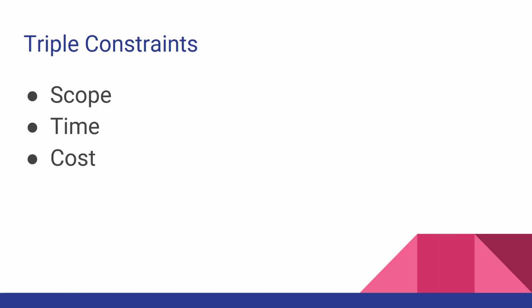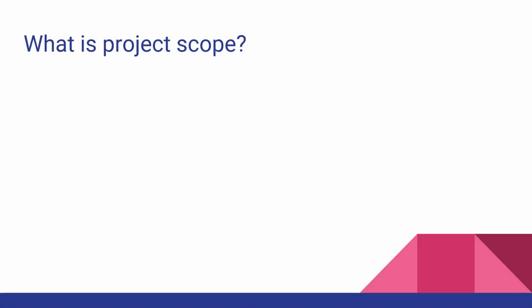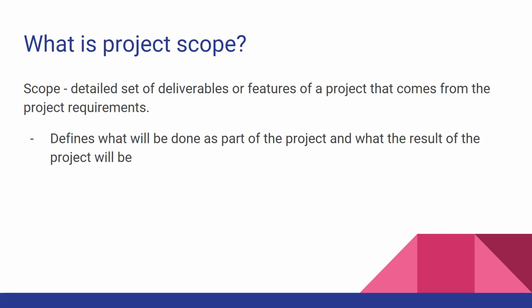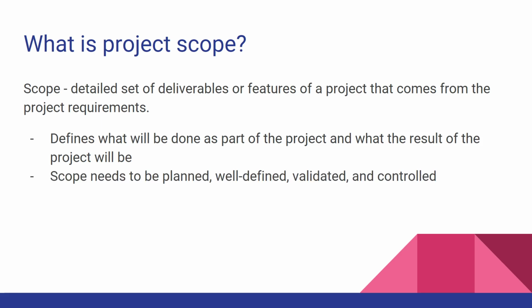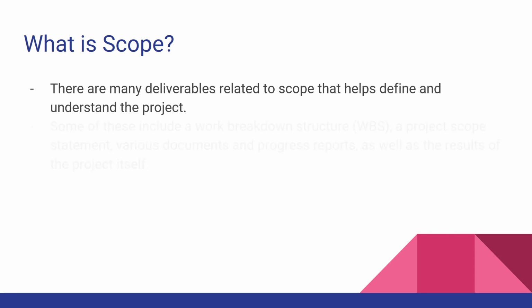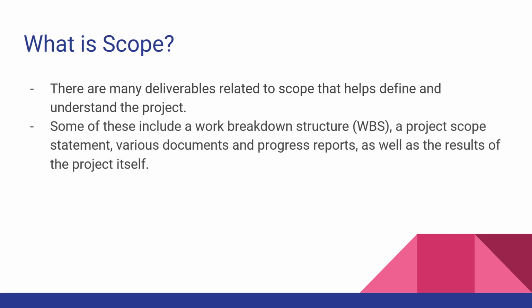Let's start by defining each of them, starting with scope. What is project scope? Scope is the detailed set of deliverables or features of a project that comes from the project requirements. It defines what will be done as part of the project and what the result of the project will be. Scope needs to be planned, well-defined, validated, and controlled. There are many deliverables related to scope that help define and understand the project. Some of these include a work breakdown structure, project scope statement, various documents and progress reports, as well as the result of the project itself.